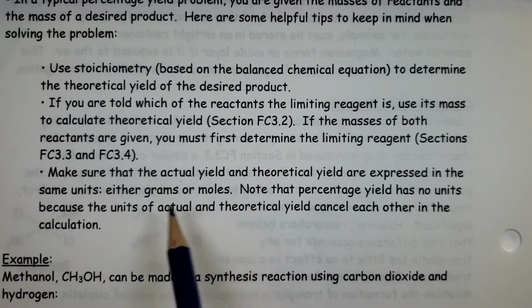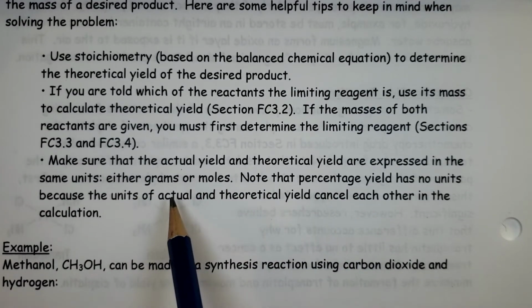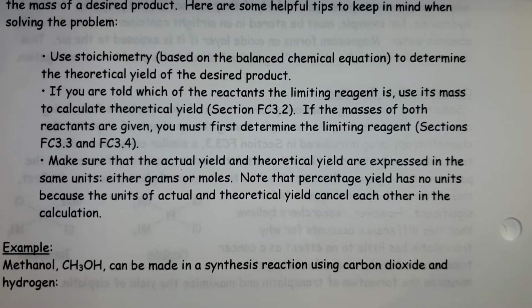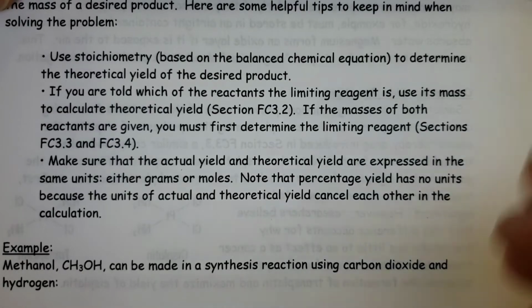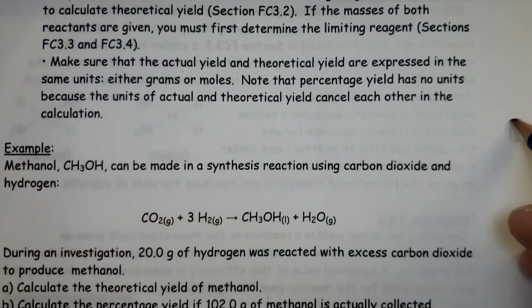Then make sure that the actual yield and theoretical yield are expressed in the same units, for example, both grams or both moles. Note that the percentage yield has no units because it's a comparison of what you actually get with what you should have got in terms of the theoretical yield. All right, so we'll go through an example here.